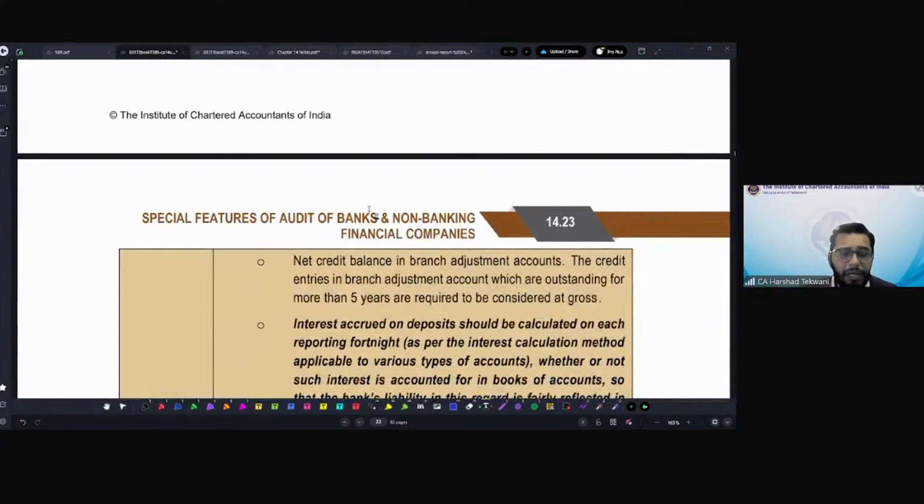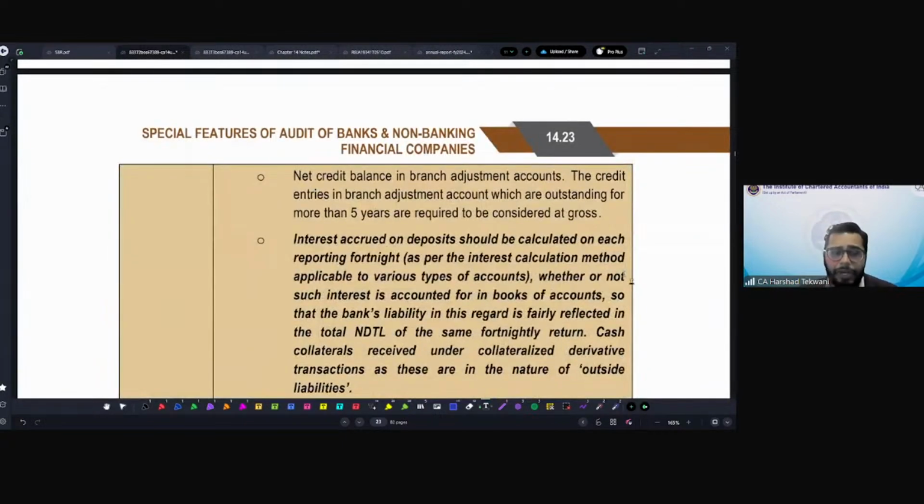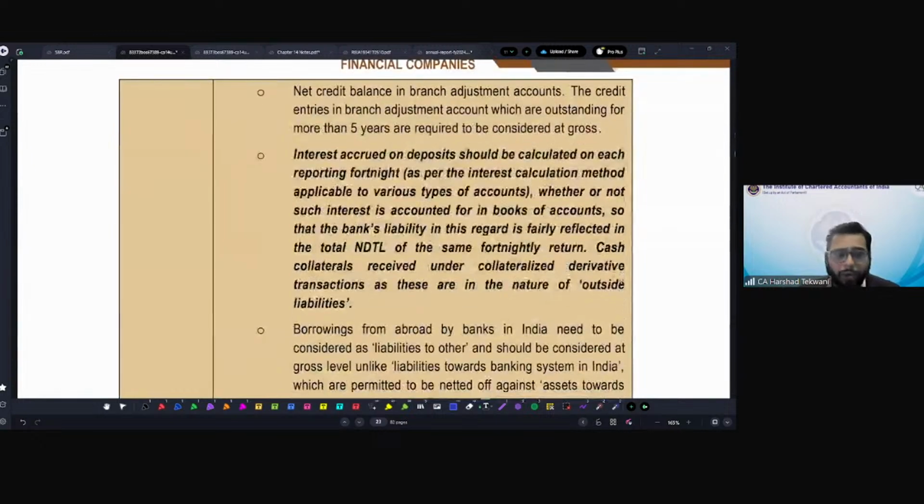Then whether interest has been calculated or not, interest on deposit, accrued balances. So how to calculate net demand and time liabilities on a fortnightly basis, and whether that has been appropriately reported in that particular return, Form A and Form B. Okay, an auditor has to verify that.